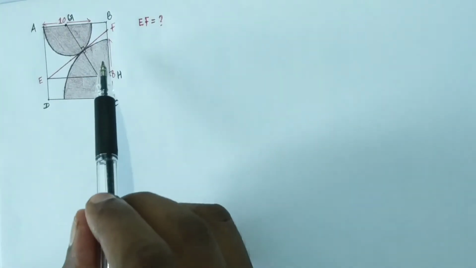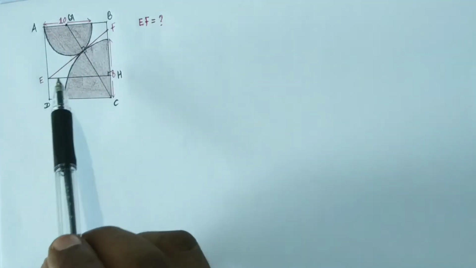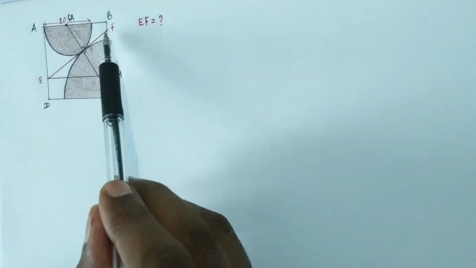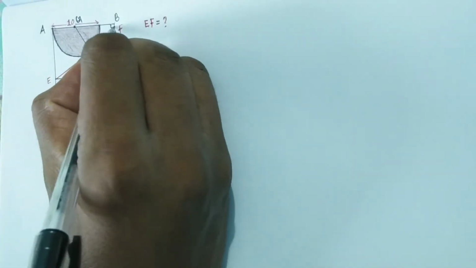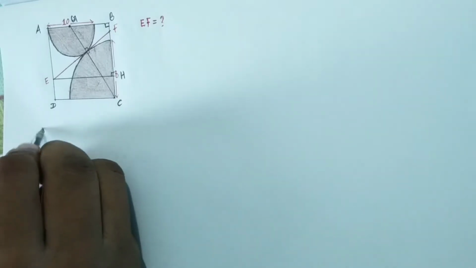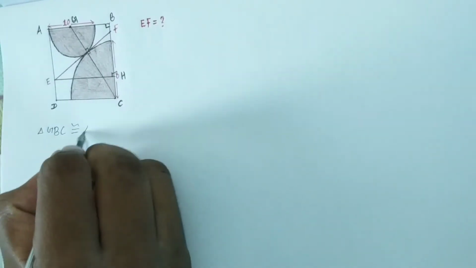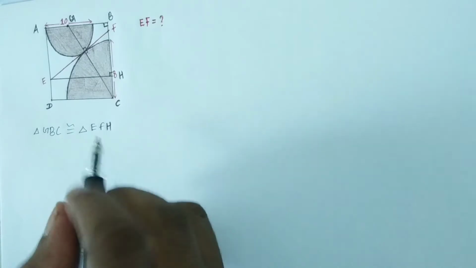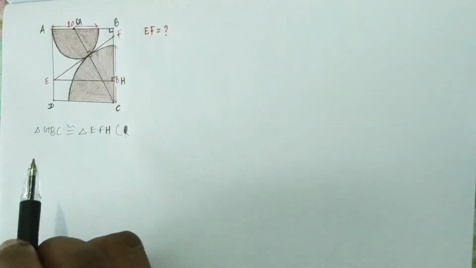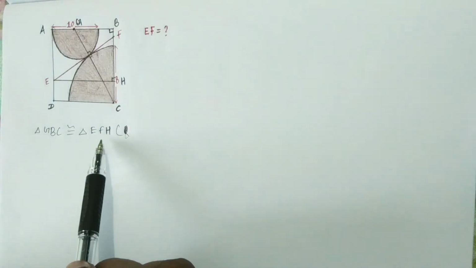Now as you can see here, we have two triangles. One triangle is BGC and the other triangle is EFH. Now we can see these two triangles are congruent: triangle GBC and triangle EFH are congruent.